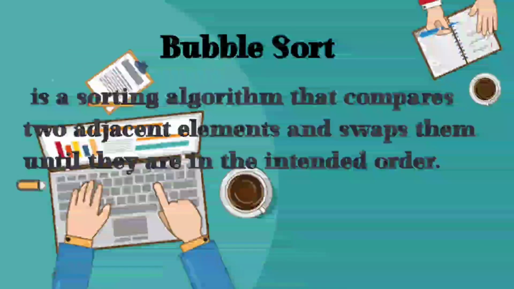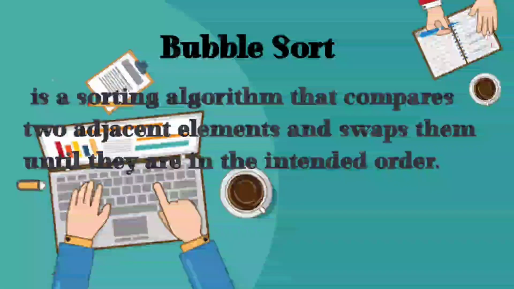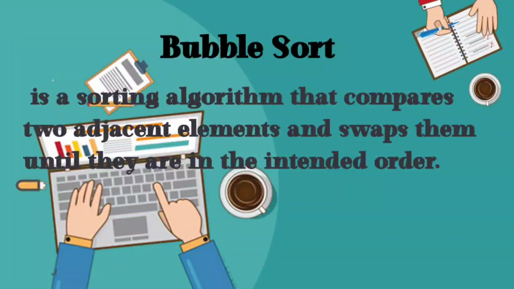Bubble sort is a sorting algorithm that compares two adjacent elements and swaps them until they are in the intended order. So, ang bubble sort ay isang algorithm na naghahambing ng dalawang magkatabing elements at pinapalitan ang mga ito hanggang sa mapunta sila sa nilalayong kakasunod-sunod nila.